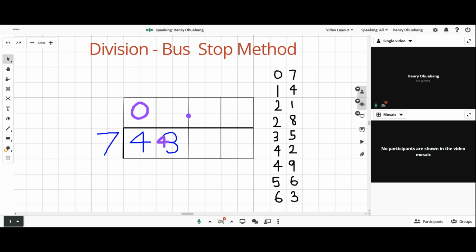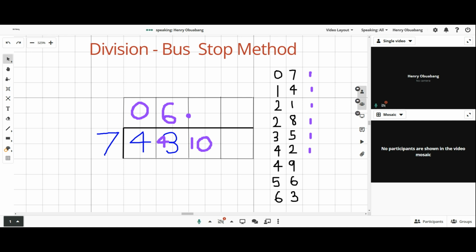How many 7s in 43? Well, look, there's 1, 2, 3, 4, 5, 6. 6 whole groups of 7, and then there's 1 left over. And now, because that 1 is smaller than the 7 it's going to be divided by, we add a 0 to it. And then we ask ourselves how many groups of 7 are in 10.